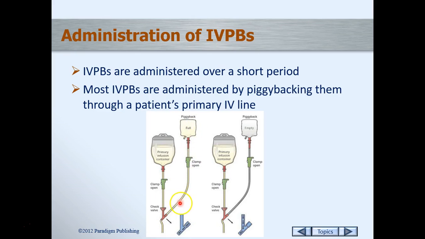Your piggyback is connected through the Y site terminal with secondary tubing, which is generally shorter and doesn't have any injection ports in it. The piggyback is actually hung higher because that forces gravity for it to kind of shut off the original infusion. So you see here by these arrows that the medicine's running through this line.